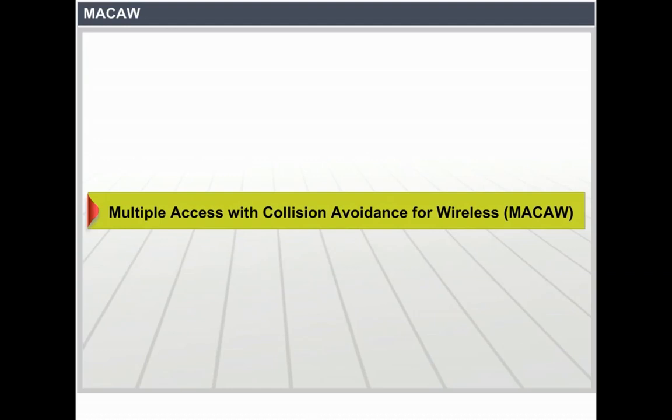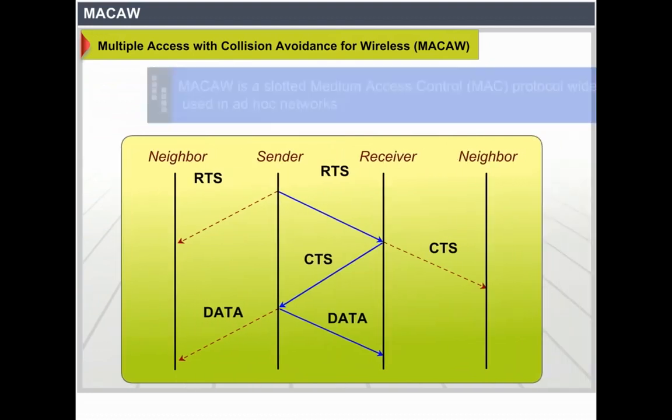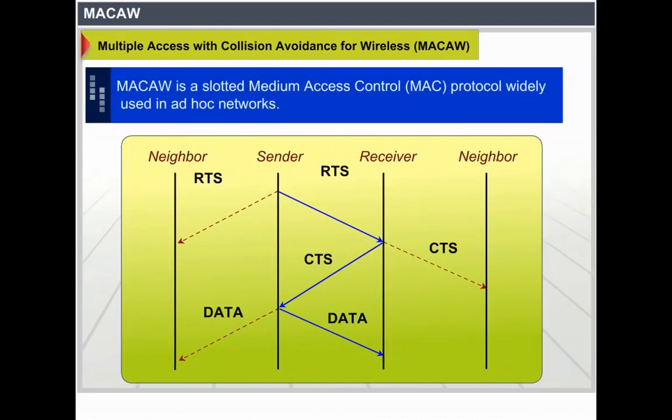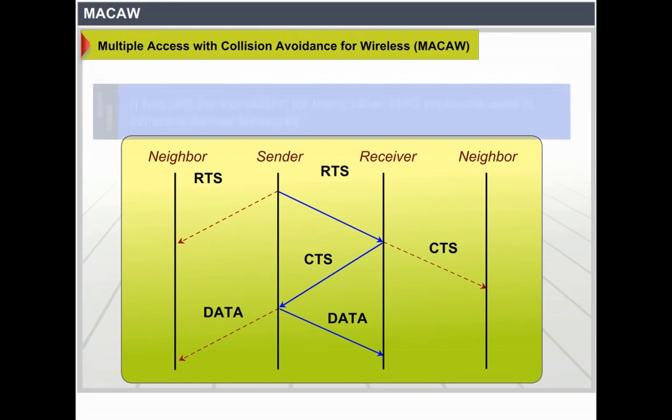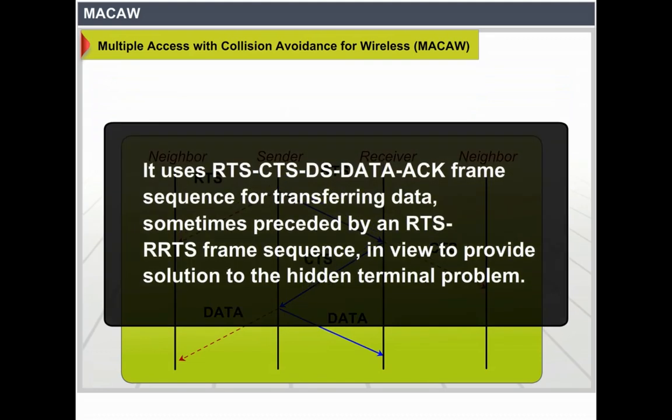Multiple access with collision avoidance for wireless, MACAW. MACAW is a slotted medium access control, MAC, protocol widely used in ad hoc networks. It is the foundation of many other MAC protocols used in wireless sensor networks. It uses an RTS, CTS, DS, data, ACK frame sequence for transferring data, sometimes preceded by an RTS, RRTS frame sequence, in view to provide a solution to the hidden terminal problem.